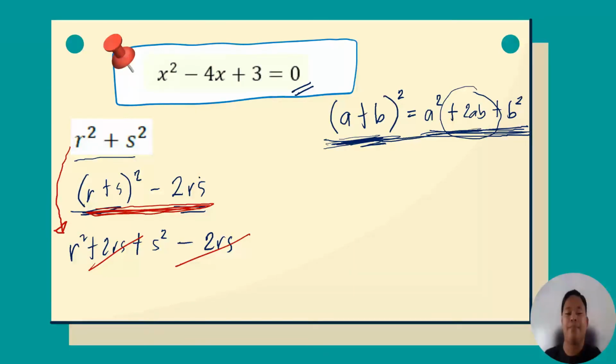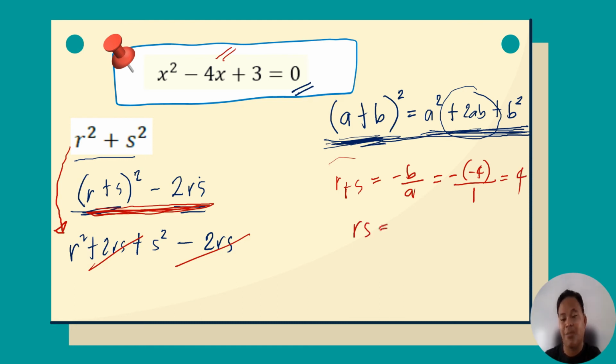What is now the sum and the product of the roots of this equation? Since we have r and s as our roots, we find the sum by r plus s is equal to negative b over a, which is negative times negative 4 over 1. The value of b is negative 4. Therefore, the sum of the roots is equal to positive 4. Then the product is equal to c over a. The value of c is 3 and the value of a is 1. Thus, the product is equal to positive 3.